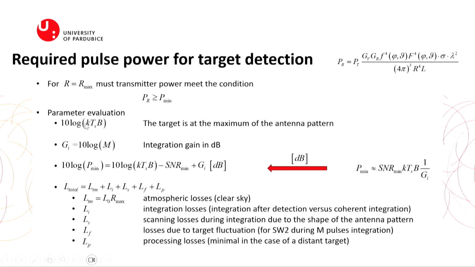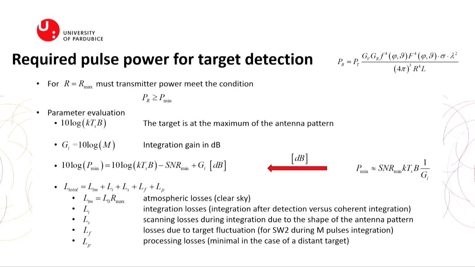Okay, so I will put in the values and compute. GI is the integration gain, because more pulses, more energy. It will be 10 log M in this integration gain. What is minimal power? It will be this. And what is L total? It is in our equation this. It is all kinds of losses.